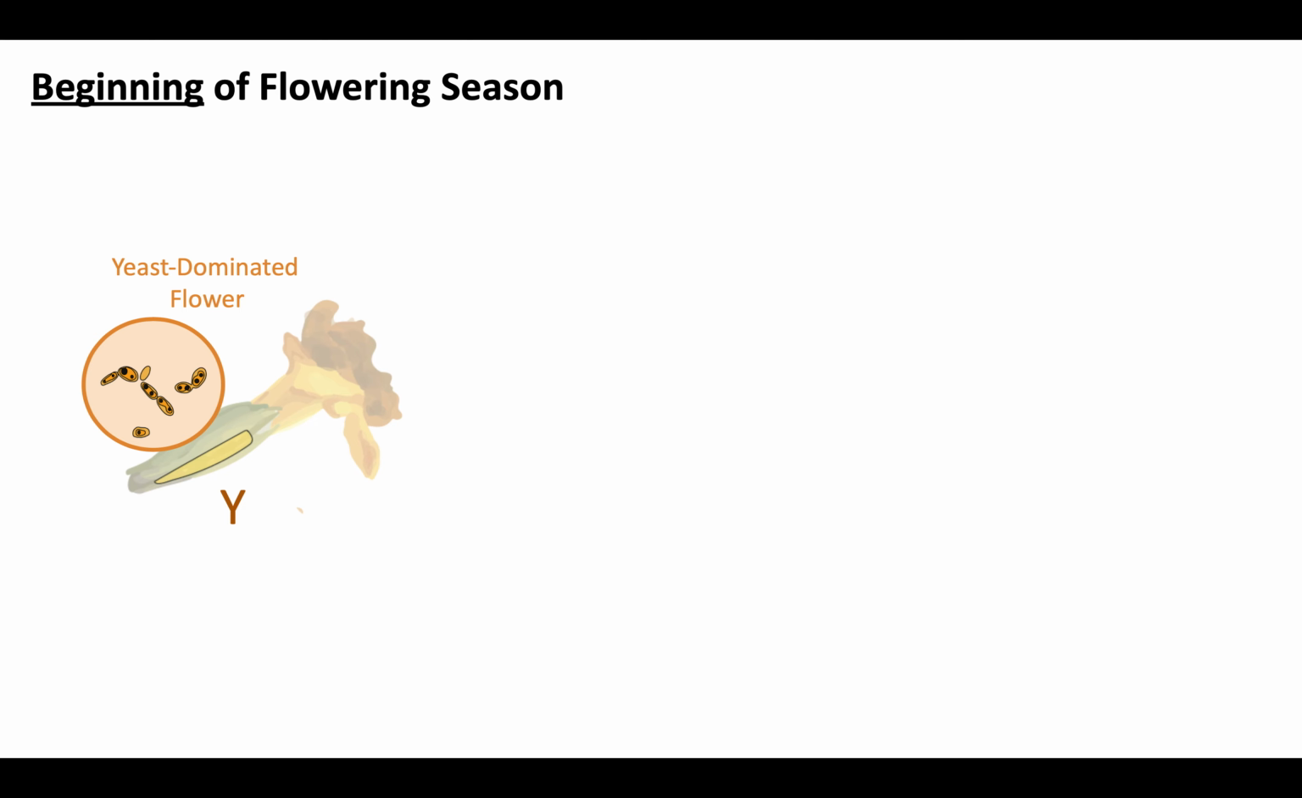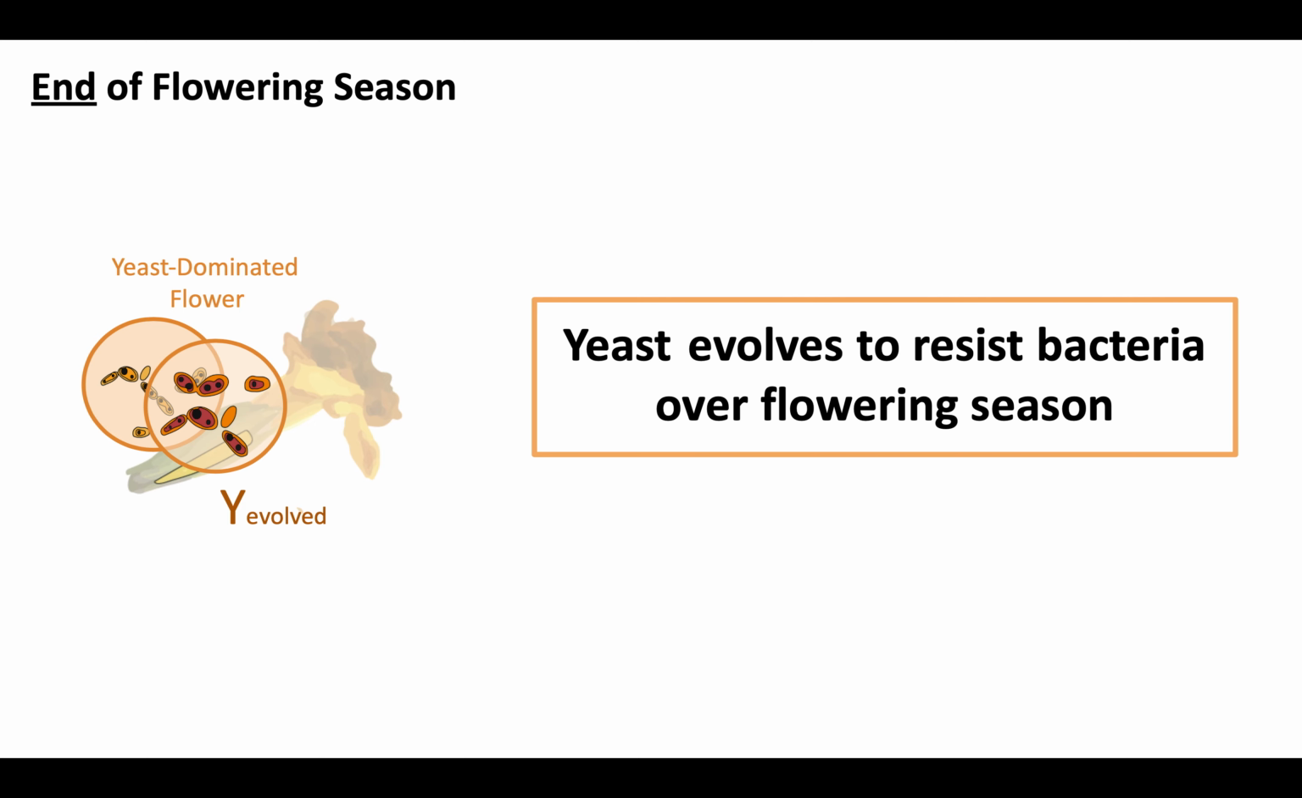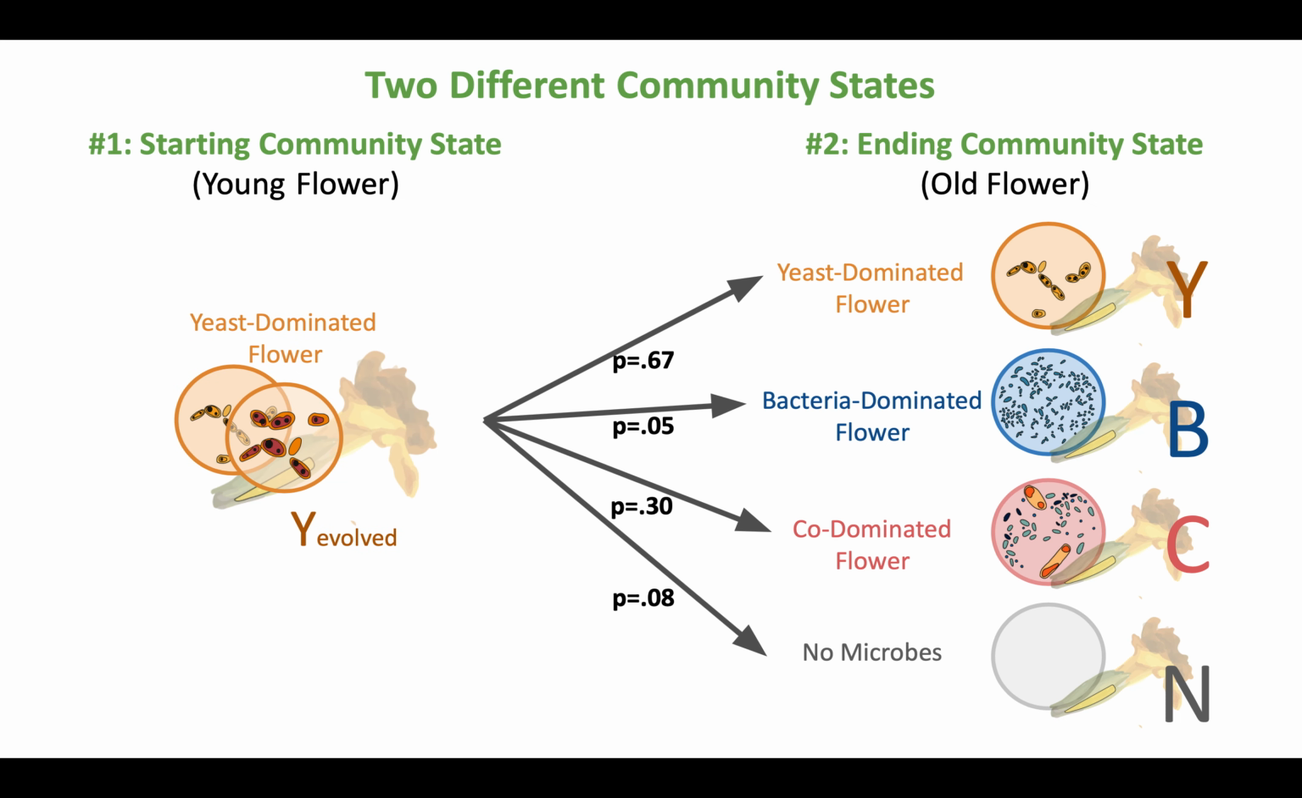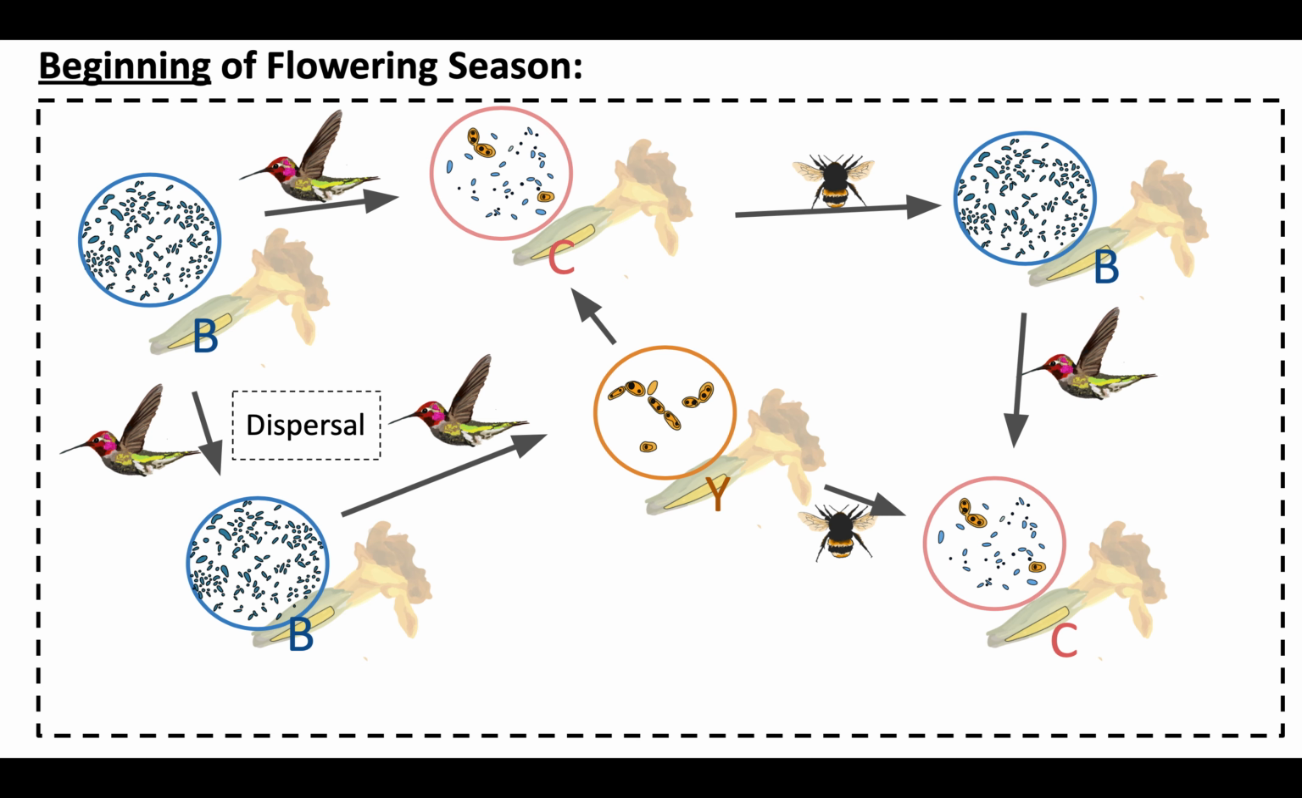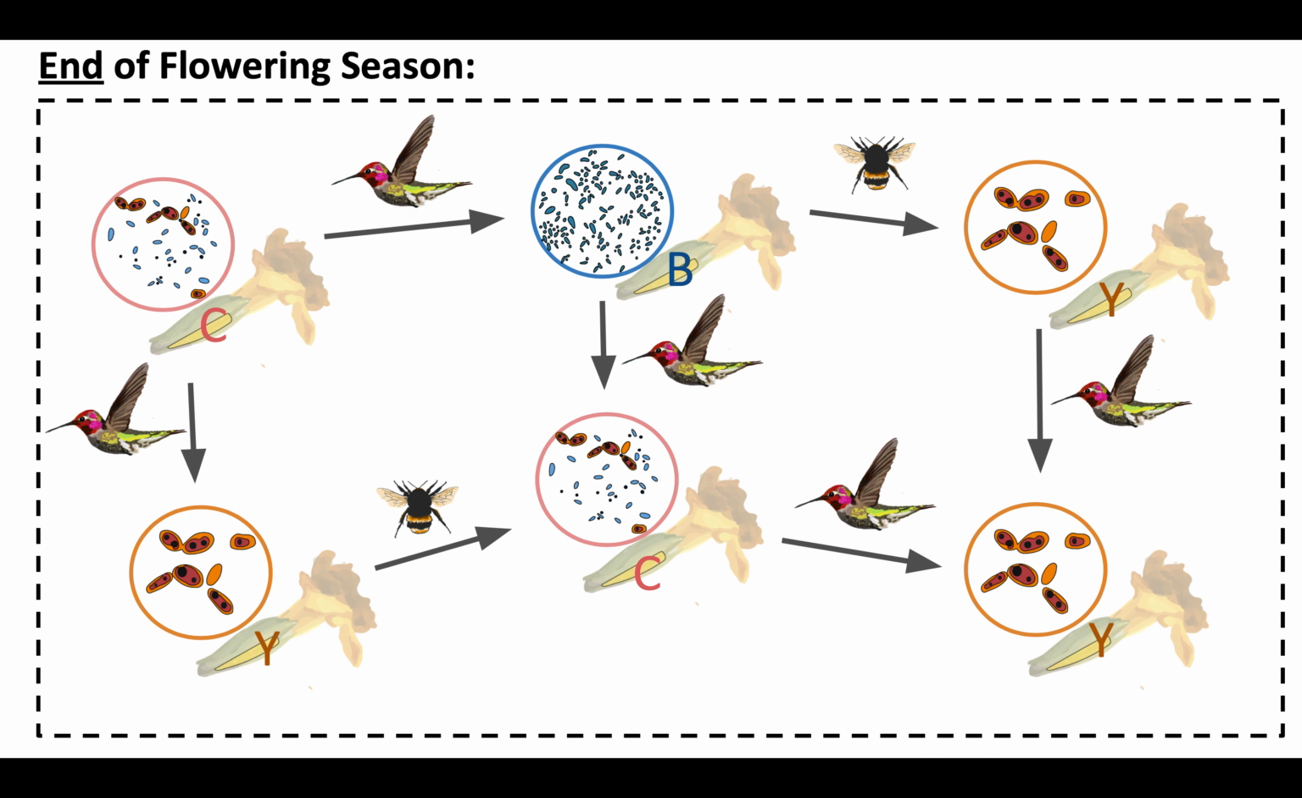Now, over the course of the flowering season, we hypothesize that the yeast evolves to resist the effects of bacteria. This decreases the probability of bacteria becoming dominant and therefore increases the probability of yeast-dominated flowers. And this rapid evolution of the yeast impacts the probability of a flower changing community states. At the end of a flowering season, the yeast has evolved to not be affected as much by priority effects. Therefore, the probability of a flower changing community states would decrease as time goes on. This represents a meta-community at the beginning of a flowering season before the yeast has evolved to resist priority effects. And we expect to see that the yeast evolves to be more resistant to other microbes as the flowering season goes on.